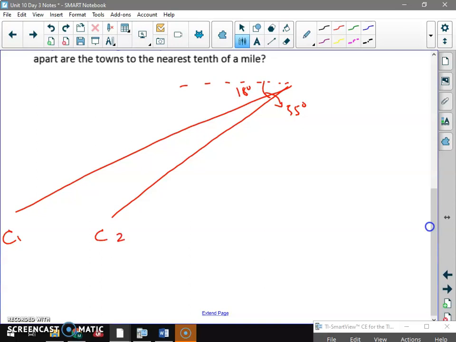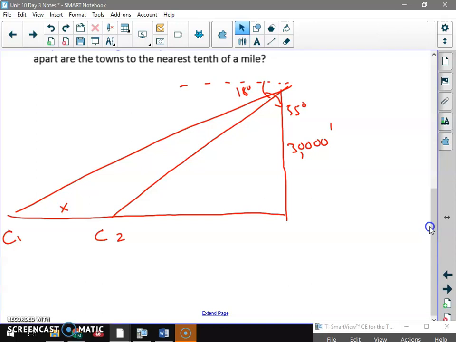Okay? Flying at 30,000 feet. So we're going to find this distance right here. We're going to use that to find how far apart the two cities are. All right? Or two towns. Now, I don't like the angle of depressions. You learned this in geometry. If it's an 18 angle of depression up here, it's an 18 angle of elevation there. 55 depression here, 55 elevation here. I'm now in the triangle.